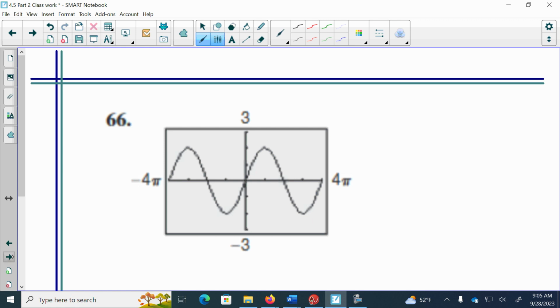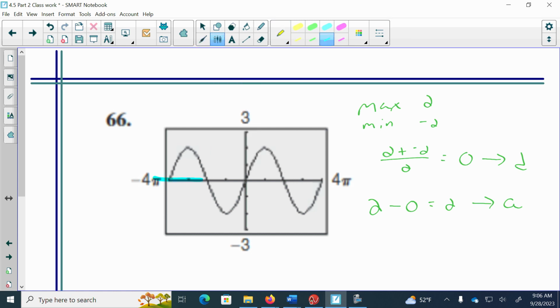Okay, doing number 66, my max is 2, my min is -2. So to find my midline, or my d, I'm going to end up with 0. To find my amplitude, I'm going to take my max, which is 2, minus my midline, which is 0, and that is 2, and that becomes my letter a. Then, oh, I didn't sketch my midline in there. There's my midline. Then to find the period, I'm going to find a place where the graph starts at the midline, goes up, and goes down, and goes up.